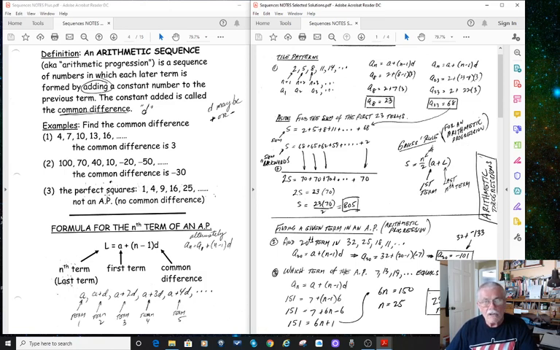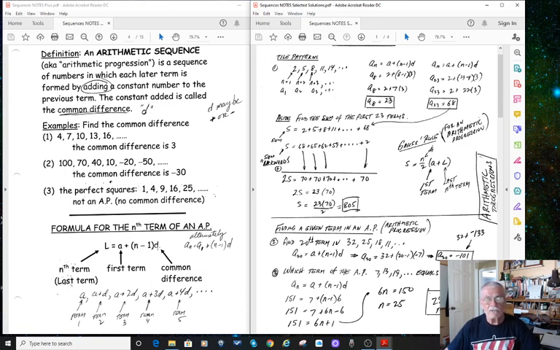Okay, so let us look at a formula. And the formula here is for the nth term of an arithmetic progression. And here it is. I'm going to try and explain it. Pretty easy to understand, really. But L stands for the last or the nth term, so it could be written in this form as well. And you start out with the first term, and you add n minus 1 common differences.